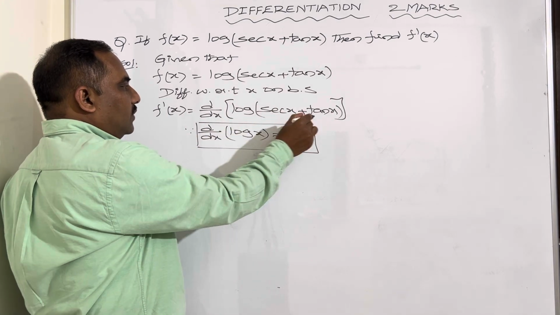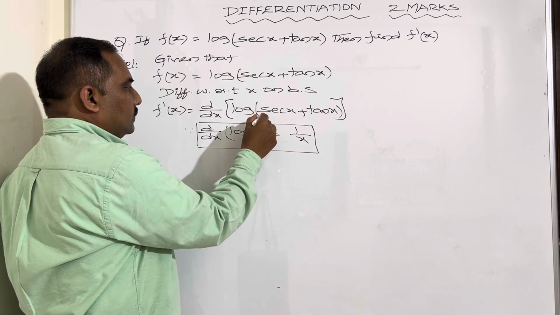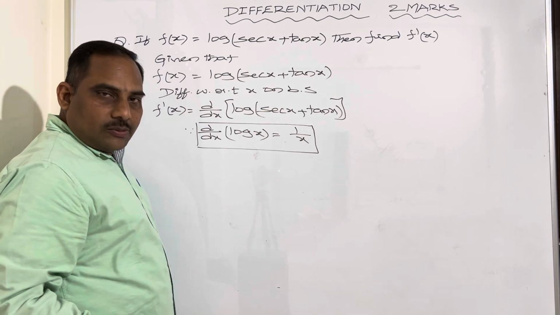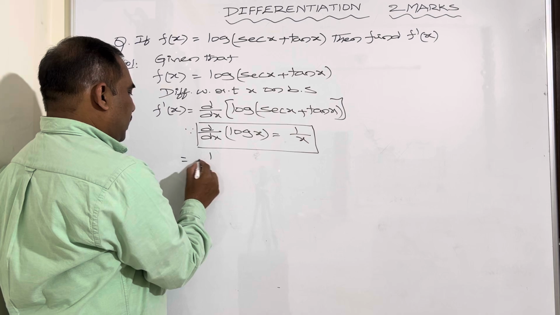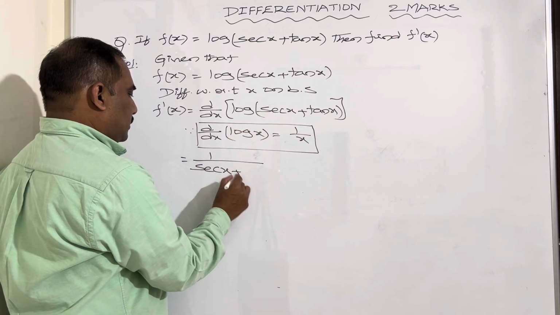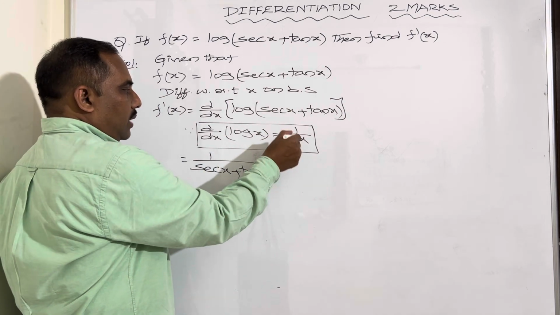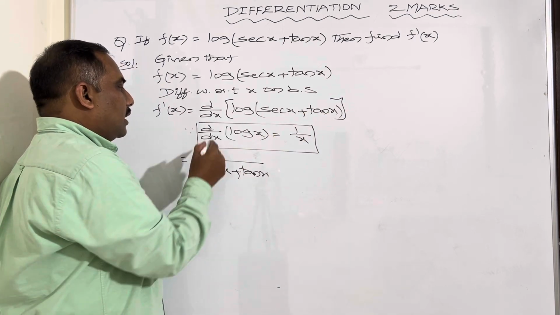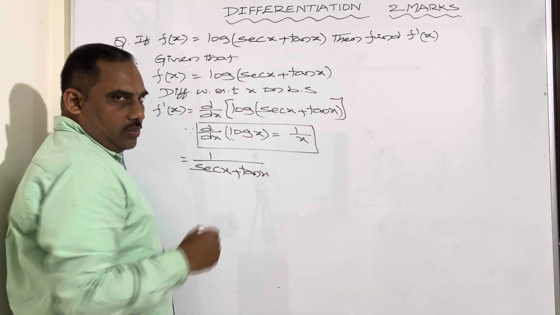Compare this log of secant x plus tan x with log x. What is in place of x? We have in place of x secant x plus tan x. So this can be written as 1 by secant x plus tan x. Why? As per this standard form, 1 by x, x is nothing but secant x plus tan x. But here d by dx of x is 1, so that's why we are getting 1 by x.